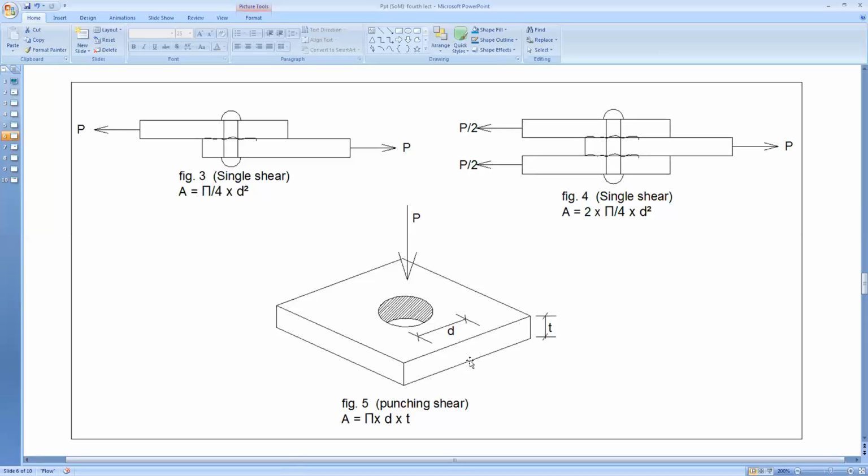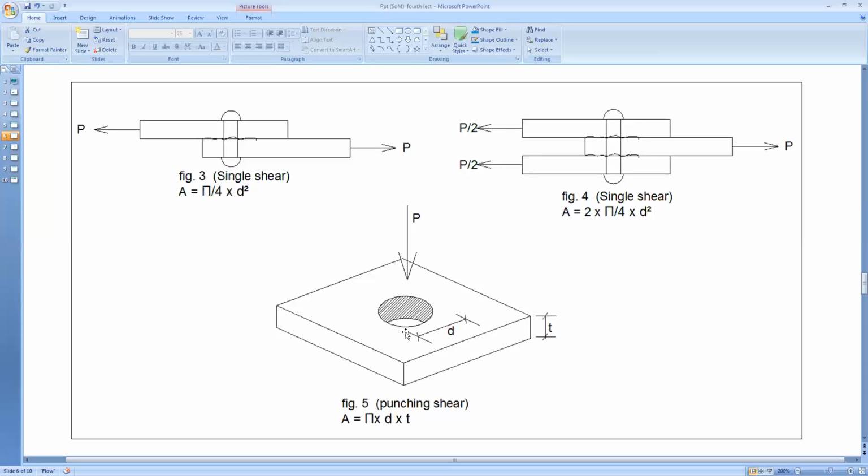When there is a metal sheet, and in that metal sheet we require to make holes for riveting or bolting purposes. At that time, when P is acted perpendicular to the surface of the metal sheet, as shown in figure number 5, P gets resisted by this shaded portion.